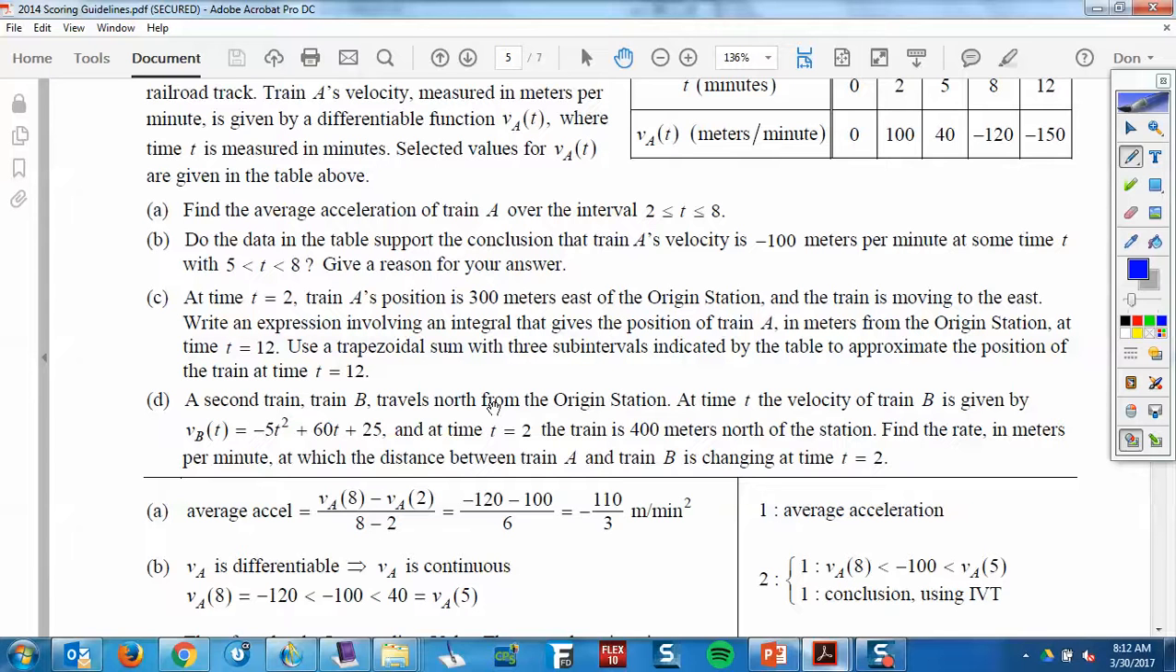Because the function's continuous. Why do we know the function's continuous? Because they said it was differentiable. Remember, any function that's differentiable is always going to be continuous. So that's what they're saying right here. You had to have that in there, and you couldn't just say the intermediate value theorem, right? You can't just say because of the intermediate value theorem.